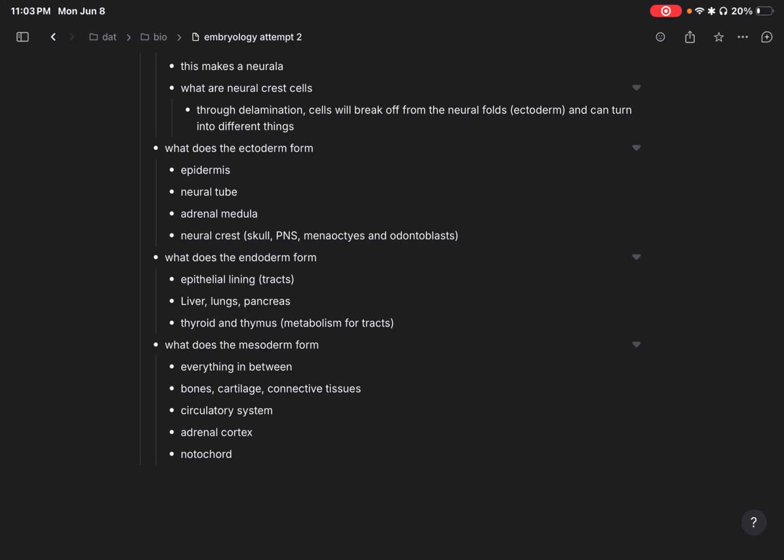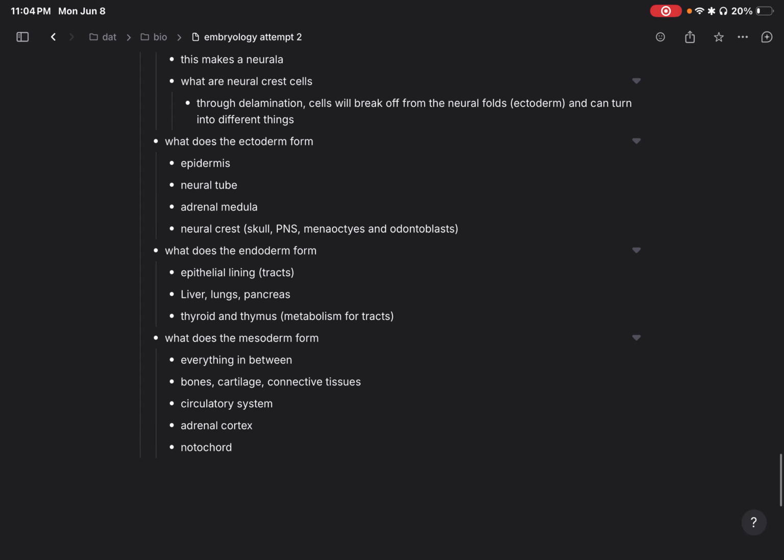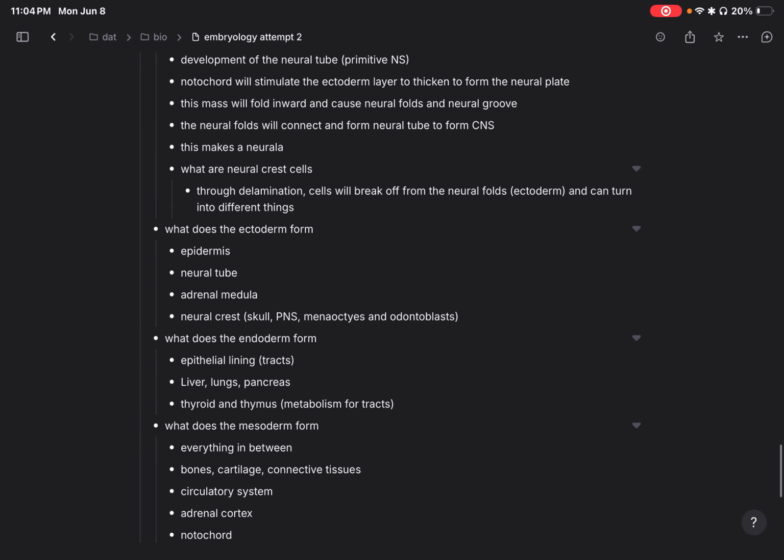Now talking about the endoderm, the inner part, that's going to take your epithelial lining, your tracts, like your urinary tract and digestive tract, liver, lungs, pancreas, the organs used for those, thyroid and thymus, which control metabolism, so it's kind of related. Now the mesoderm is everything in between: bones, cartilage, connective tissue, circulatory system, the adrenal cortex, and the notochord. The notochord is mesoderm. So yeah, there's also neural crest cells. Okay, that's all.